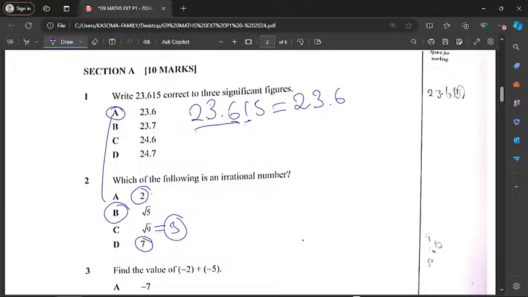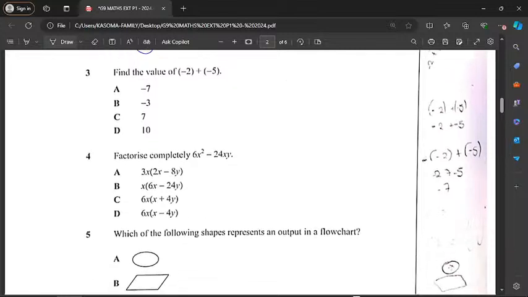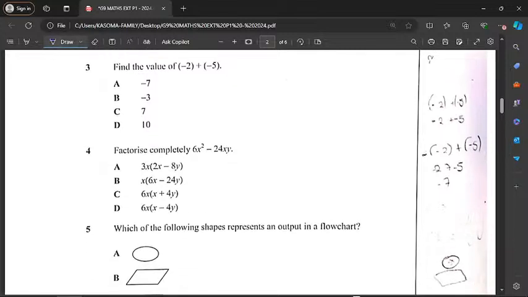Now we come to question 3. Question 3 is as follows. Find the value of -2 plus -5. First thing I'm going to do is rewrite the expression, which is open bracket -2 plus -5. Then we evaluate that.